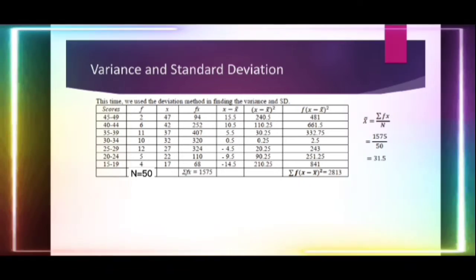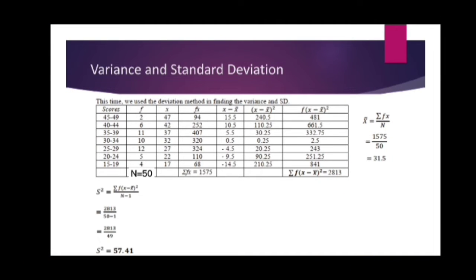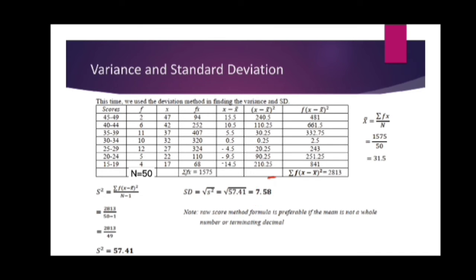Now let's get the sum of the product of the frequency and the square of the difference, and that is 2818. And now we can solve for the variance, and that is the sum of the product of the frequency and the square of the difference divided by n minus 1. So variance is equal to 2818 divided by 50 minus 1, and that is 57.41. Now that we have our variance, we can solve for our standard deviation, and that is the square root of our variance. So SD is equal to the square root of 57.41, and that is 7.58.